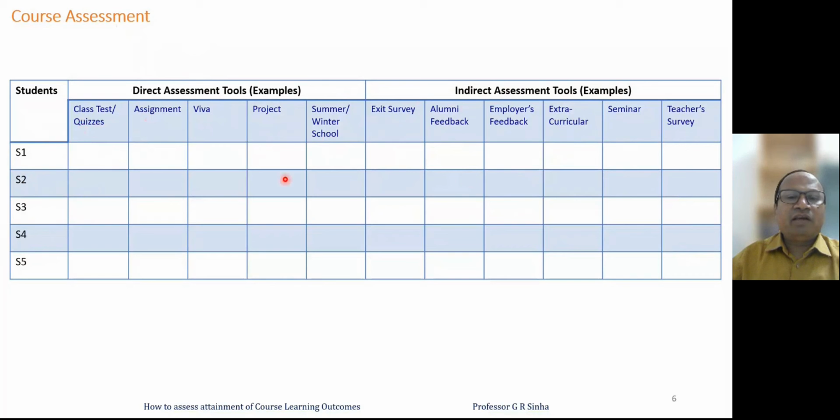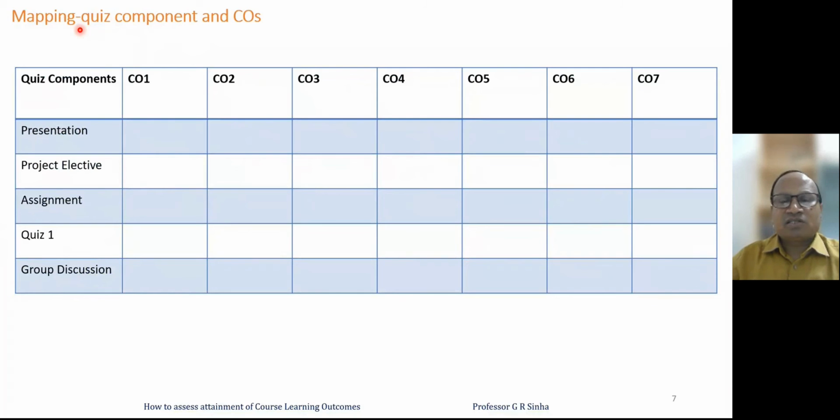So you can fill in all these values, and then create the course assessment, showing how the student is performing in these assessment components. Now what is important when we are talking about attainment is that we have to also map each quiz component with the COs. In a particular quiz, we are talking about one quiz only. Say in one quiz or one test or any other assessment tool, a presentation is a component, a project is a component, an assignment is one component, quiz one is one component. So all these components are actually being mapped with some of the course outcomes.